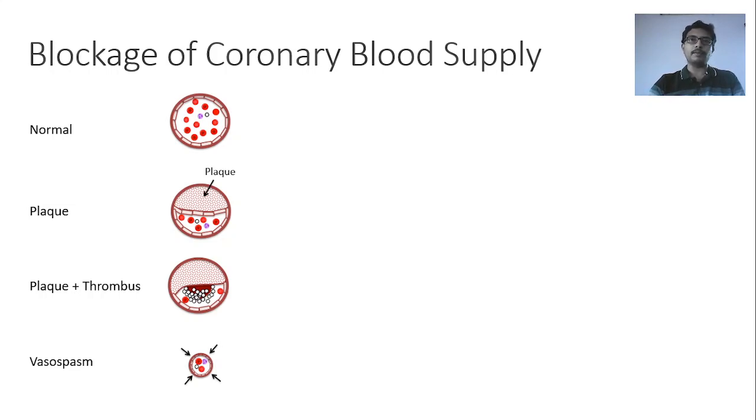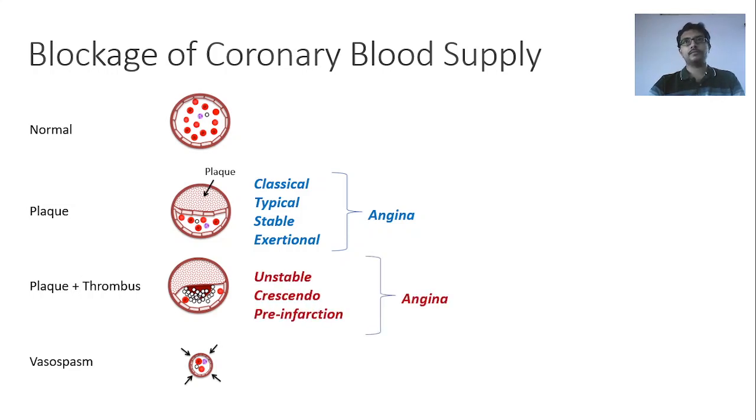And if the blood supply blockade is because of plaque only, the angina that develops is called classical angina. It has certain other synonyms: typical angina, stable angina, exertional angina. If the blockade is because of plaque and thrombus, it is called unstable angina. It is very easy to remember.